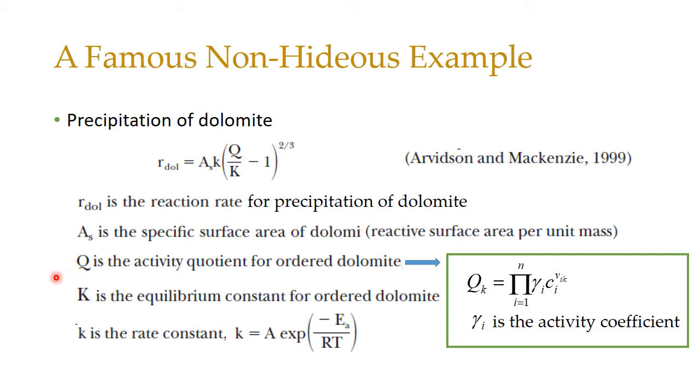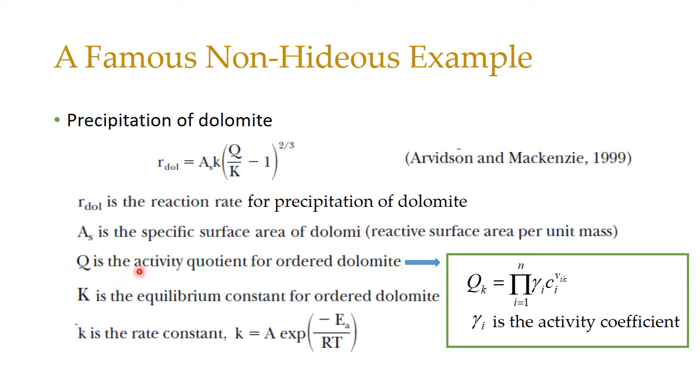K is you multiply the concentrations of things together, and if it's at equilibrium, you get K. If you multiply the concentrations of things together and it's not at equilibrium, what you get is this Q. So that's what we mean by activity quotient. We multiplied all the concentrations together and it didn't equal K. What it equaled was Q.